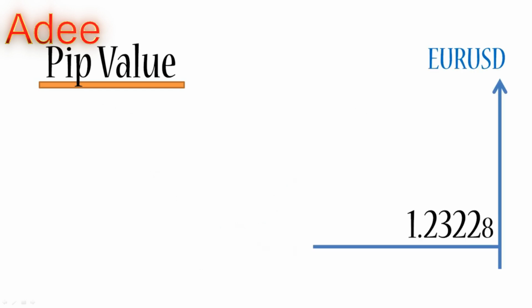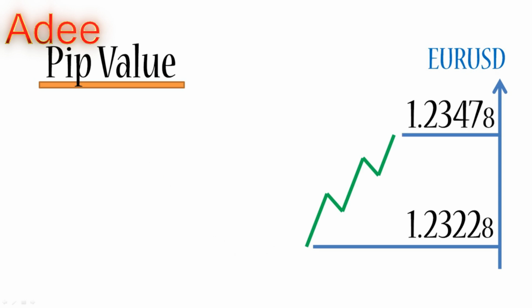So here we have the euro-dollar chart on the right. The price is 1.23228. Price moves up a bit and goes to 1.23478. That's approximately a movement of 25 pips. So now let's imagine that we had entered into the market with a buy order at the lower level and exited the market at the higher level.